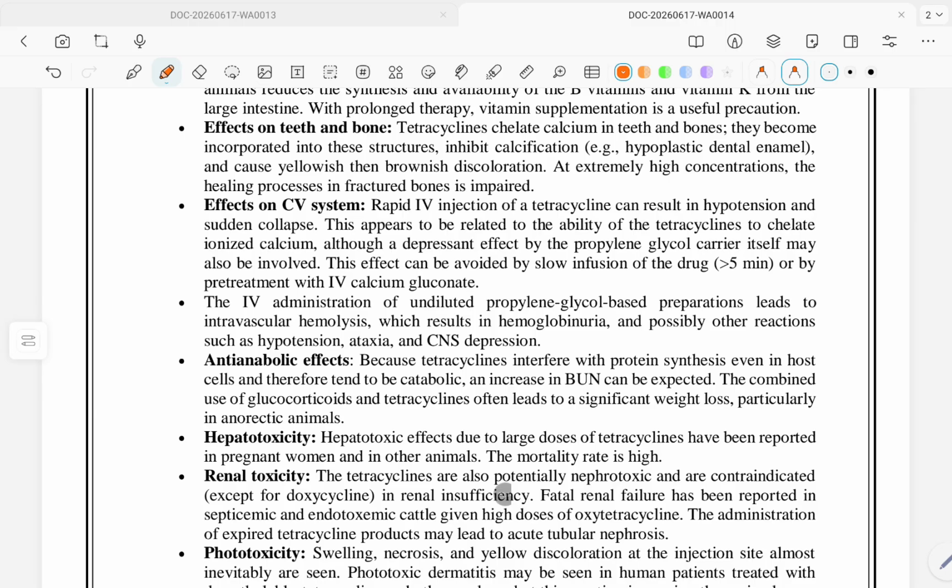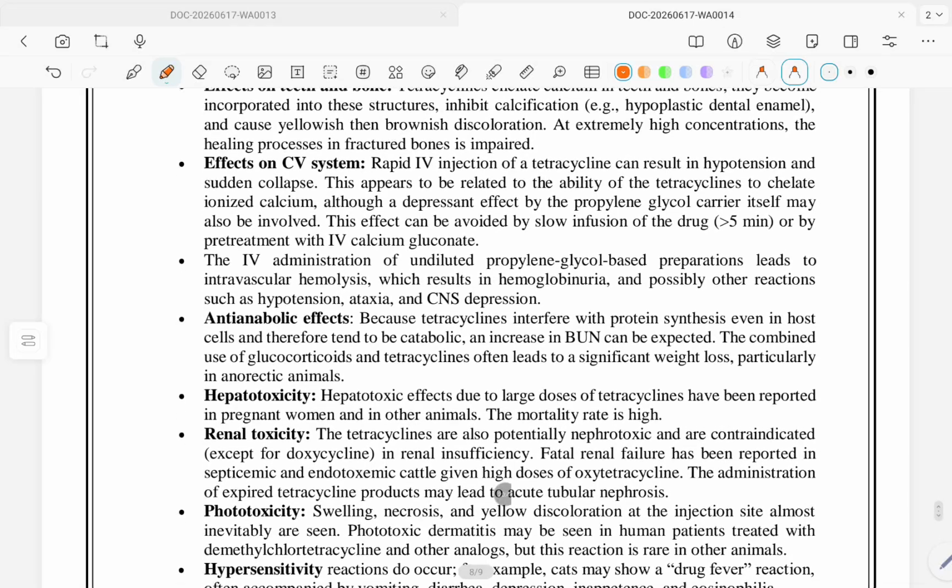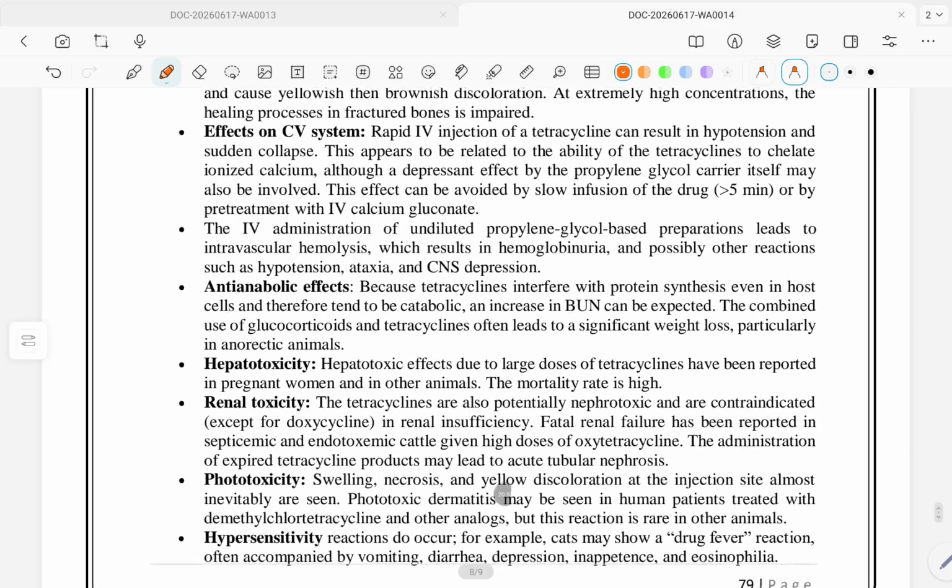Effect on the CV system. Rapid IV injection of a tetracycline can result in hypotension and sudden collapse. This appears to be related to the ability of the tetracycline to chelate ionized calcium, although a depressant effect by the propylene glycol carrier itself may also be involved. This effect can be avoided by slow infusion of the drug or by pre-treatment with IV calcium gluconate.